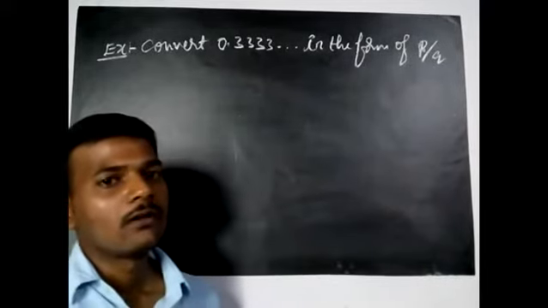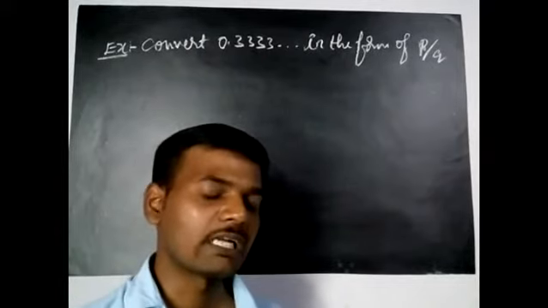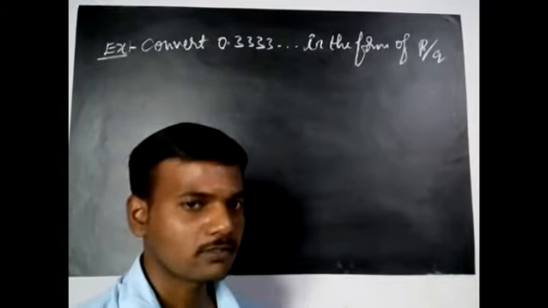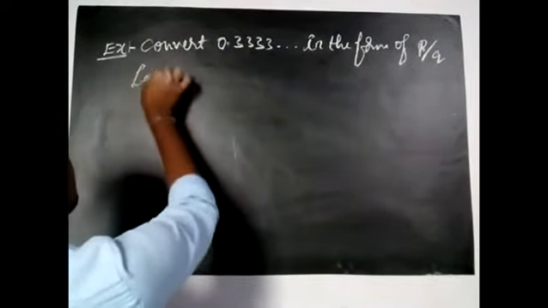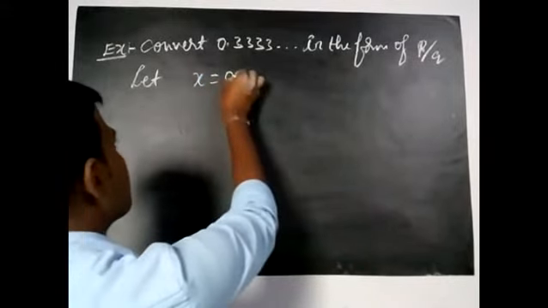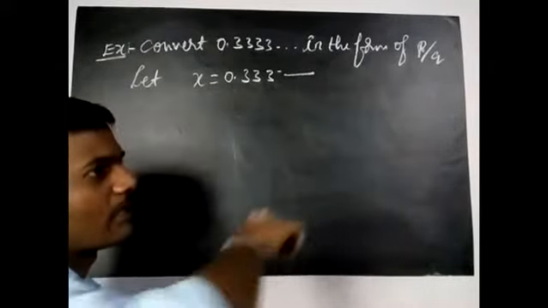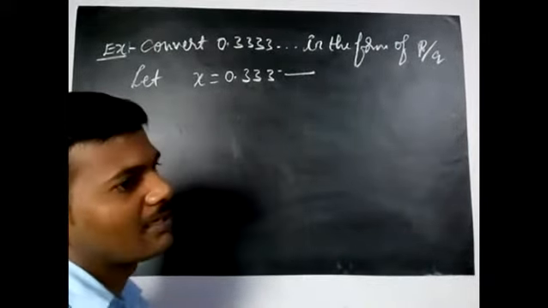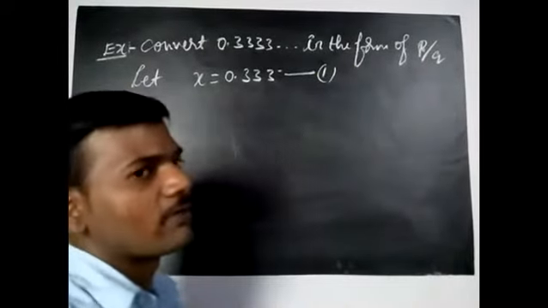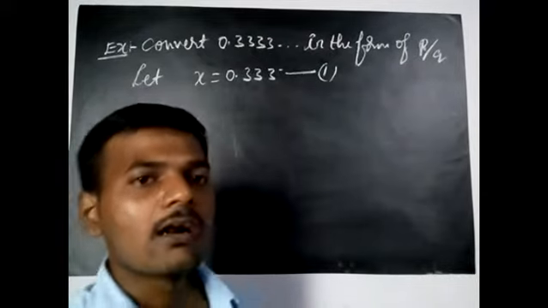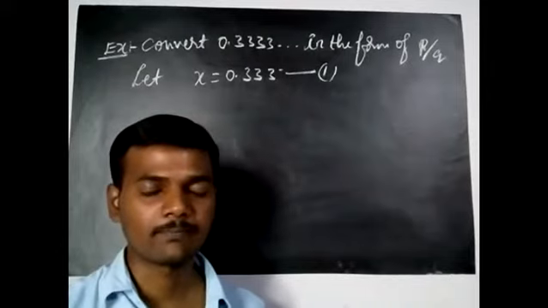So 0.333 is a non-terminating recurring decimal expansion. Let me take that as x. Let x is equal to 0.33. However, you may take 3 digits or you may take 4 digits, it is up to you. Call that equation 1. And next, how many digits are repeated here? Only 1 digit is repeating, that is 3 only.